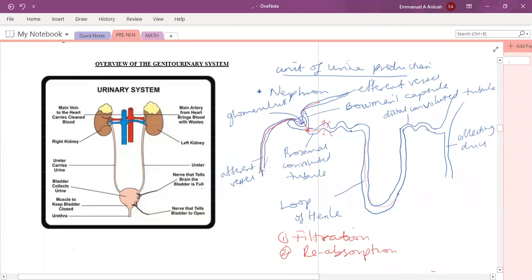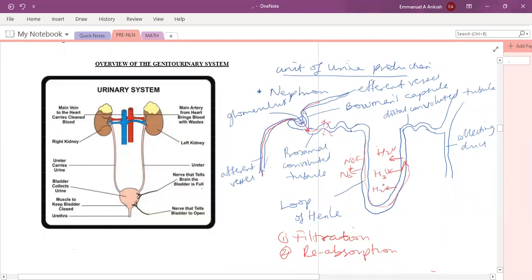So the filtrate travels through the loop of Henle, and in the loop of Henle you have water being reabsorbed. What happens is that in the first part, sodium goes out along the first loop, the descending part. So you have a lot of salt concentrated here. As the water goes up, H2O is reabsorbed along this line. Remember, water always follows the salt.